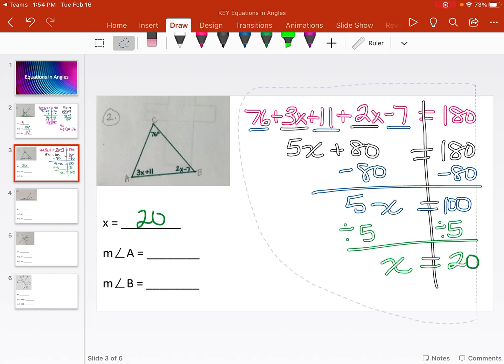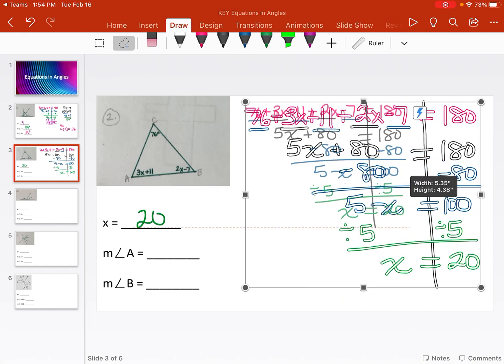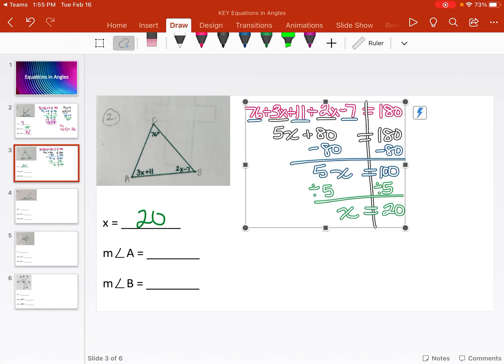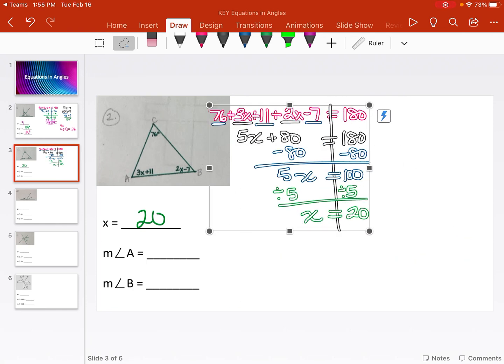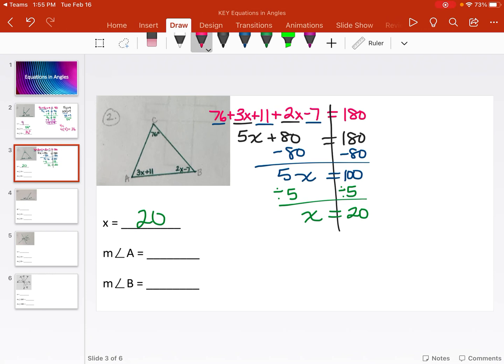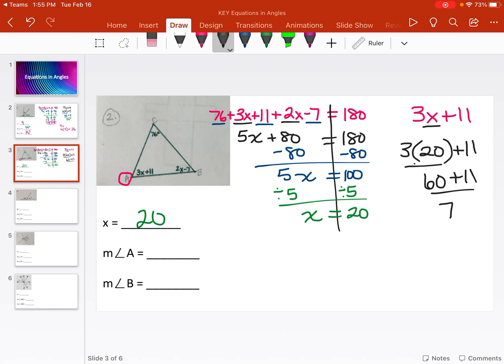Okay. Again, not degrees. It's just asking me to solve for that variable, not for an actual angle. So now, let me just get this over so I have a little bit more space. I need to solve for angle A and angle B. So angle A is down here. It is 3x plus 11. I now know that x is 20, so 3 times 20 plus 11. 3 times 20 is 60 plus 11, which is 71 degrees. So angle A is 71 degrees.